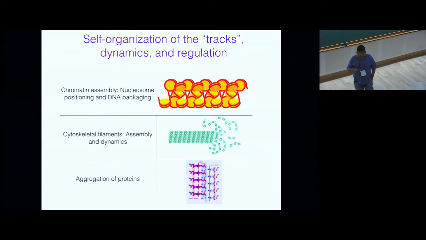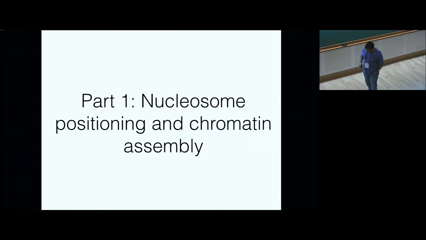Like this meeting, in our lab we work on many diverse areas. We work on chromatin, we work on microtubules and cytoskeletal filaments. We also work on aggregation of proteins. So I'll try to talk mainly about these first two topics, and a little bit, if there is time, about this. So the first part is nucleosome positioning and chromatin assembly.